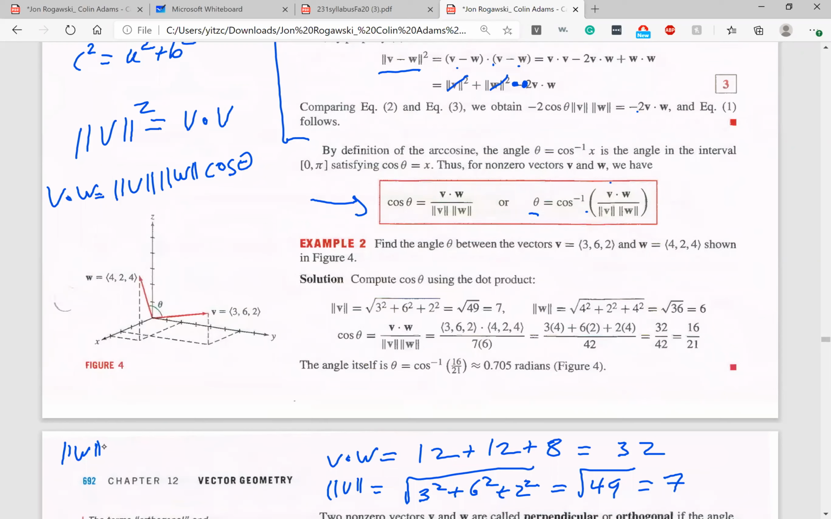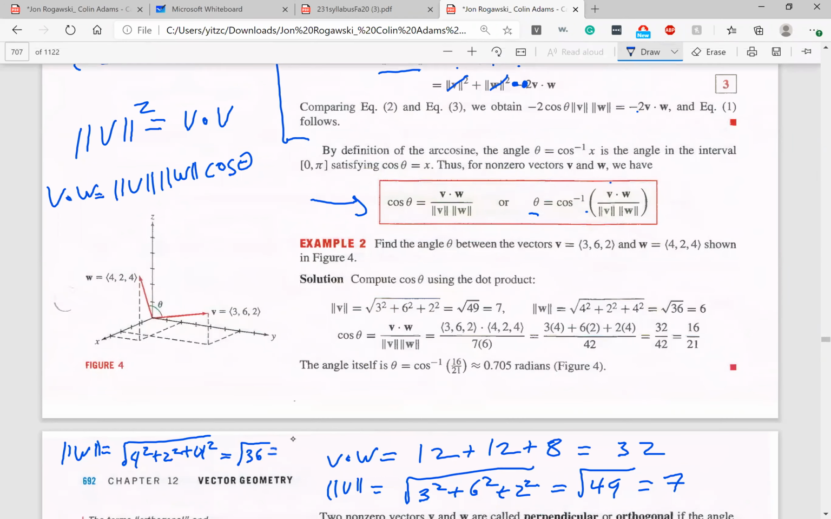Okay, finally, the magnitude of W is going to be the square root of 4 squared plus 2 squared plus 4 squared. And that's going to end up being 36. So the square root of 36 is going to be 6.